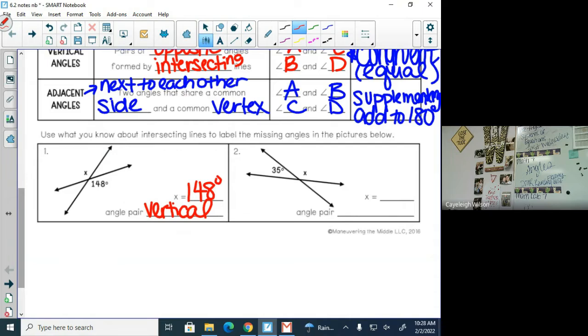Number 2, are these angles across from each other or next to each other? Next to each other. They're next to each other. So if they're next to each other, then they add to 180. So these are adjacent. And I know that they add to 180. So I know that 35 plus X is going to be 180 because if I add them together, they equal 180. So I'm going to subtract 35. And I get 145.